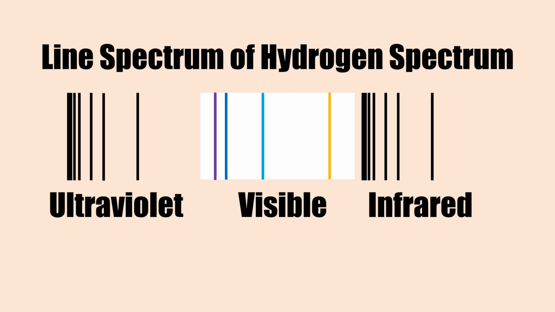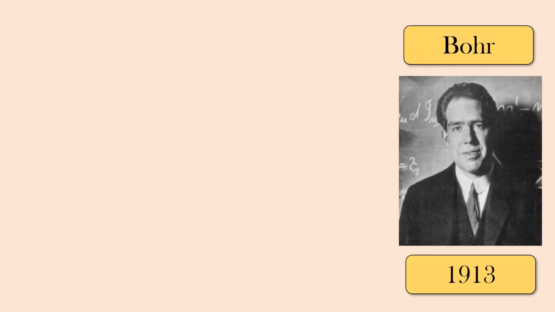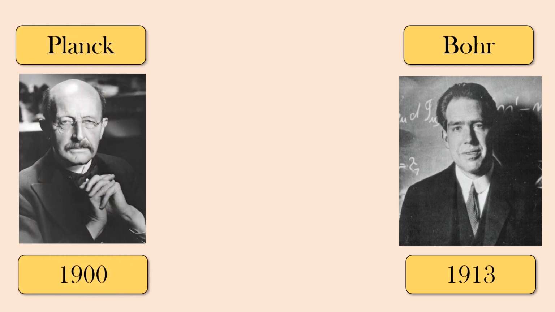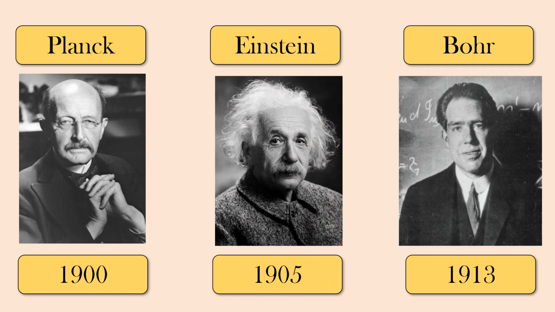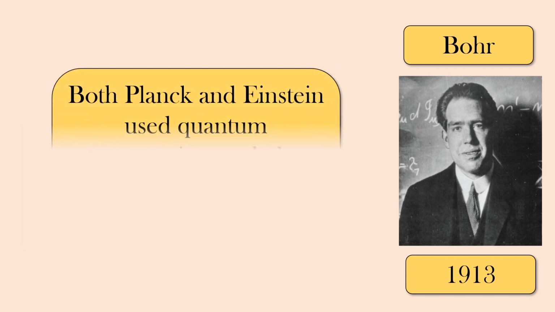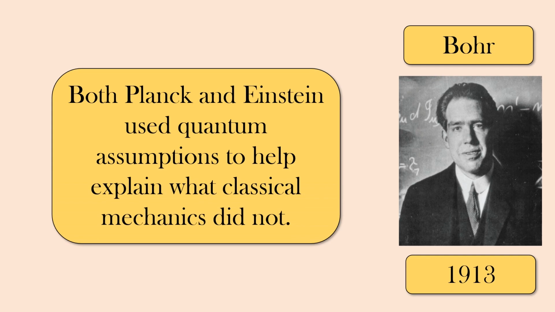It is very important to note that Bohr proposed his model in 1913, only 13 years after Planck's work on blackbody radiation, and 8 years after Einstein's work on the photoelectric effect. You can find both of my lectures on these topics on this channel. Quantum mechanics at this point was only a curiosity and not fully accepted. Both Planck and Einstein used quantum assumptions to explain what classical mechanics did not.